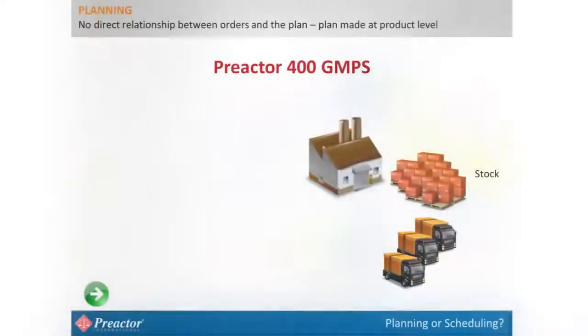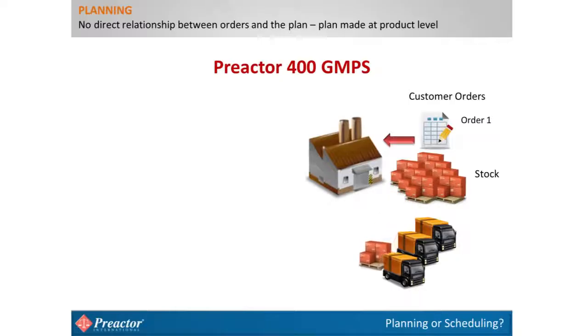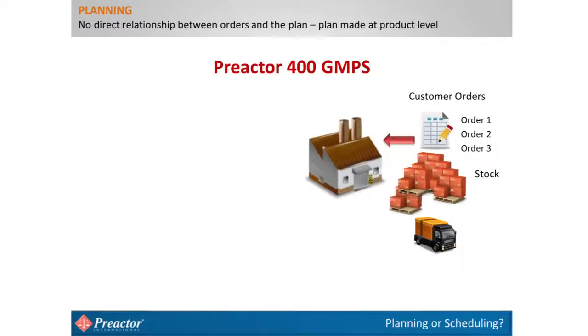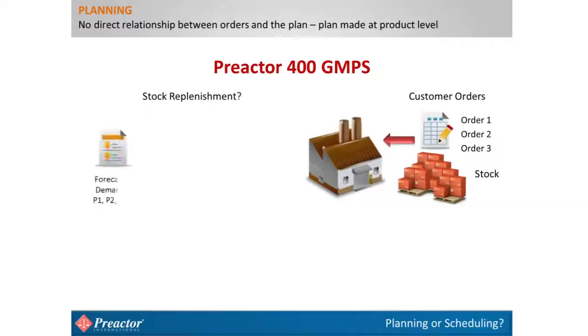The next two animated slides attempt to explain some of the differences between Preactor 400 GMPS, a planning system, and Preactor 400 APS, a scheduling system. In most planning systems, in a make-to-stock environment, there's no relationship between customer orders and the plan. As orders arrive, they consume stock. When a new plan is generated, it must consider the expected future demand for each product, orders that have yet to be fulfilled, and current stock position.